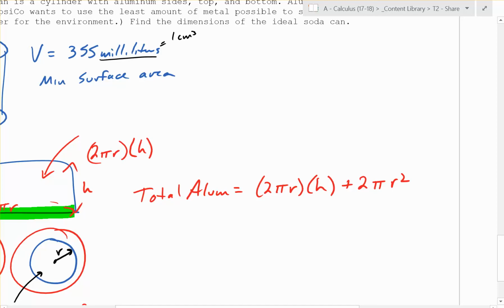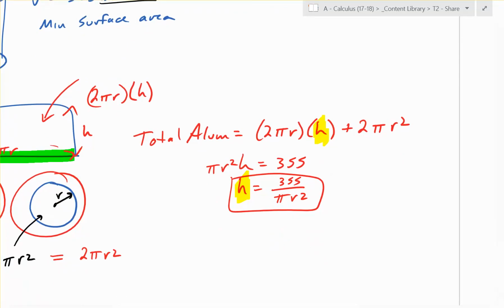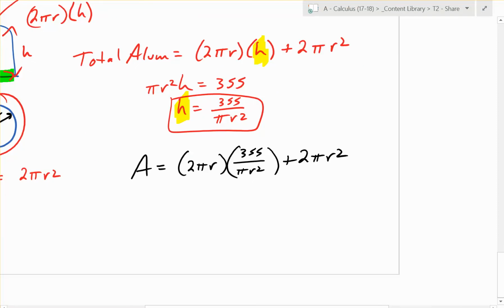So we have 2 variables. Can't quite do any calculus yet. But we know that the volume, which is pi r squared times h, the volume of a cylinder, has to be 355 right there. So if we do that, what does it tell us? It tells us that h is equal to 355 over pi r squared. So what can we do with this? We can take the h and plug it in here. And if we do that, the amount of aluminum will therefore be 2 pi r times h, which is 355 over pi r squared, plus 2 pi r squared. We now have a single variable equation for the amount of aluminum.